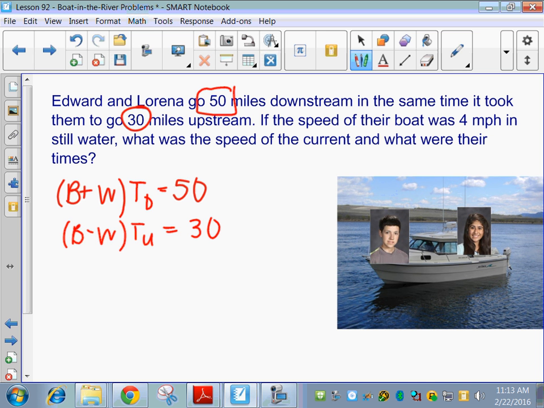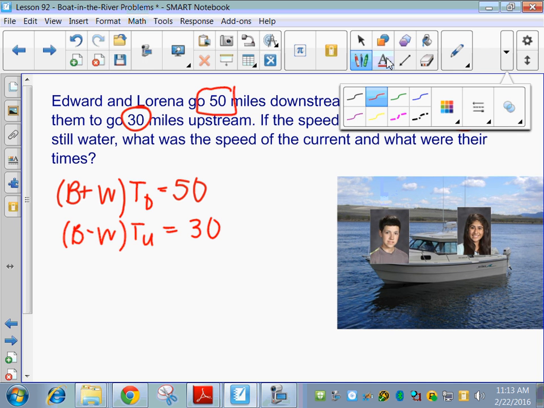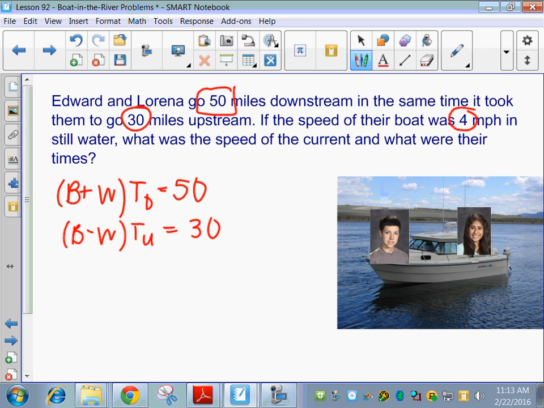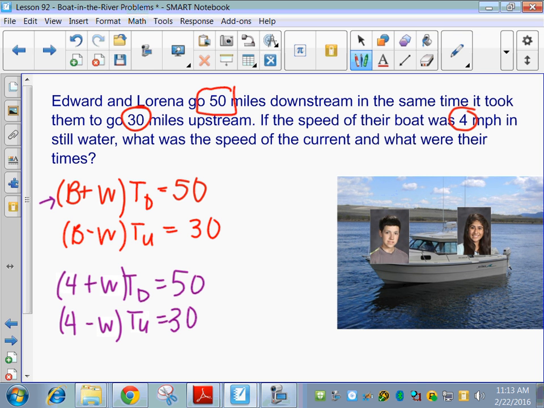If the speed of their boat was 4 miles per hour in still water, so speed of the boat, where am I going to put this 4? In both equations. So I'm going to go ahead and rewrite this. 4 plus the water, times time down, equals 50. And 4 minus the water, times time up, equals 30. What was the speed of the current, and what were their times?